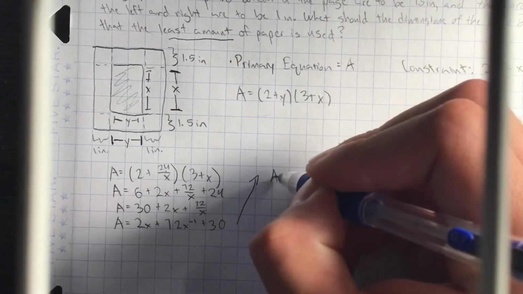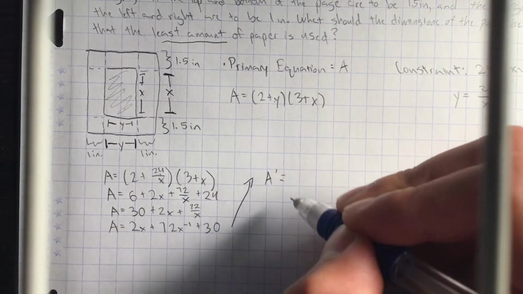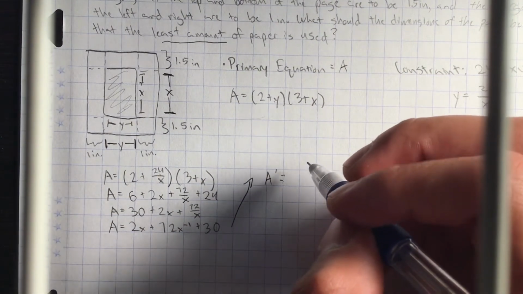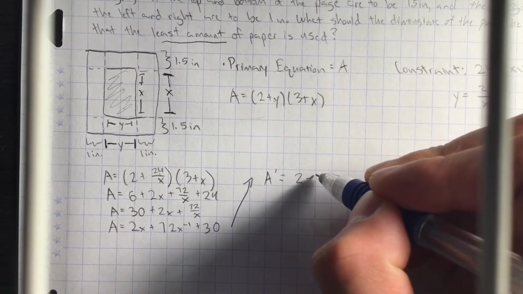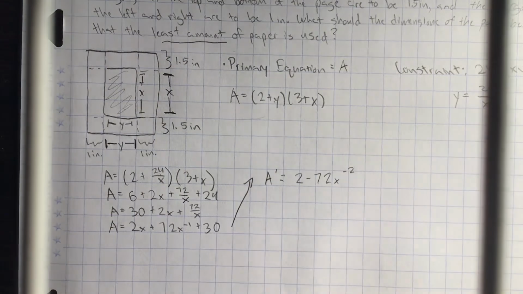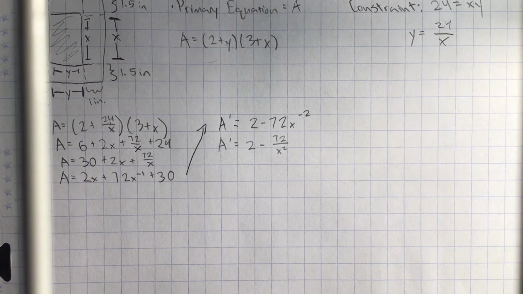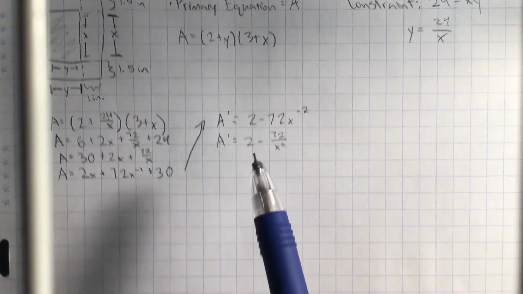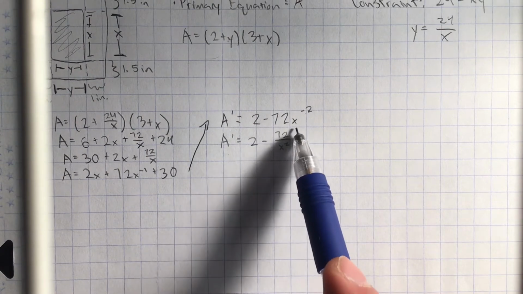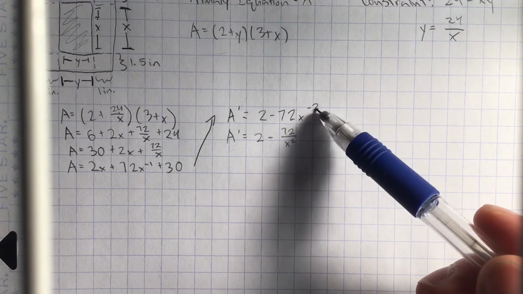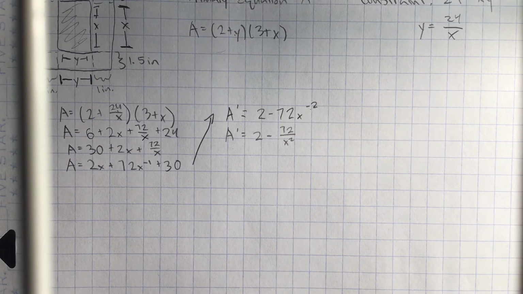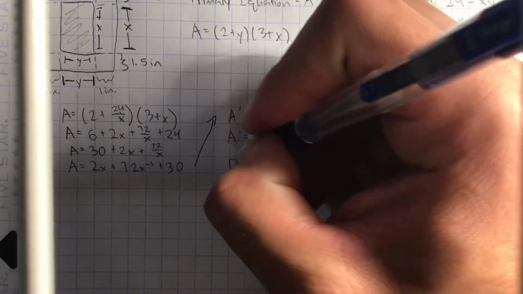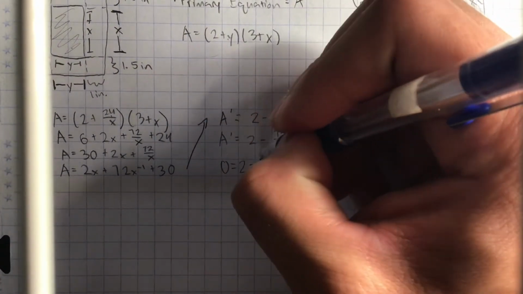A prime equals 2 minus 72x to the negative 2. And I do apologize, video did cut out there, but all we've done since video cut out is A prime equals 2 minus 72 over x squared. So we simplified it by bringing the negative x squared down to the denominator. And now we just set it equal to 0. That's the next step. So 0 equals 2 minus 72 over x squared.